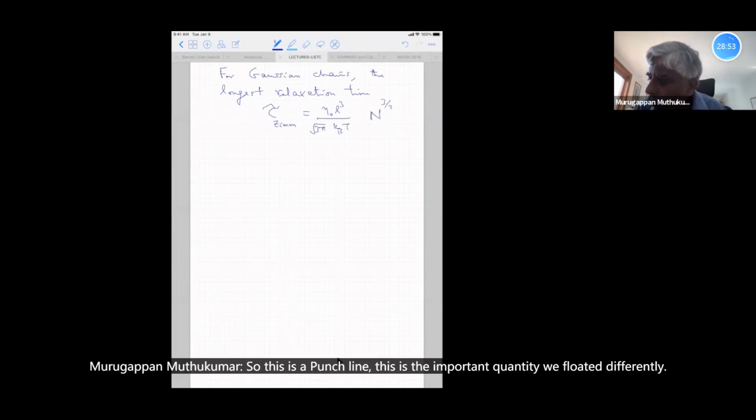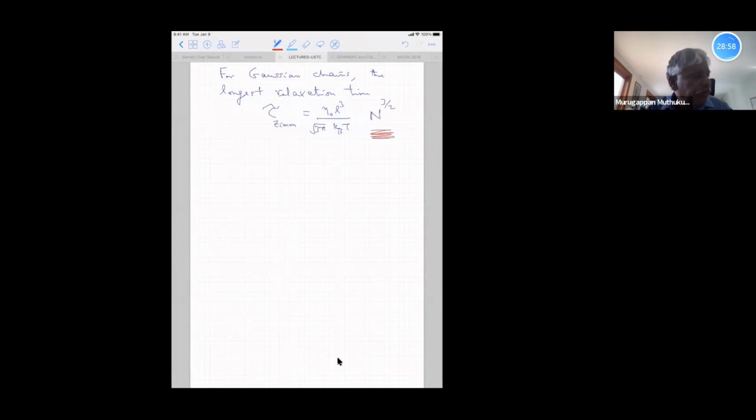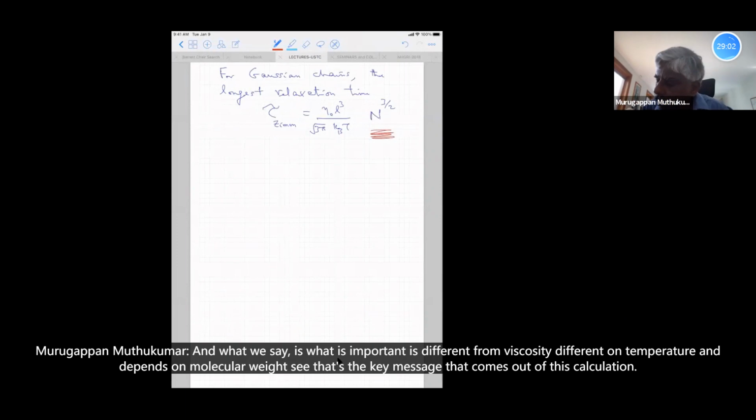So this is the punchline. This is the important quantity. It goes differently. And what we say is, what is important? It depends on viscosity, it depends on temperature, and it depends on molecular weight. See, that's the key message that comes out of this calculation.